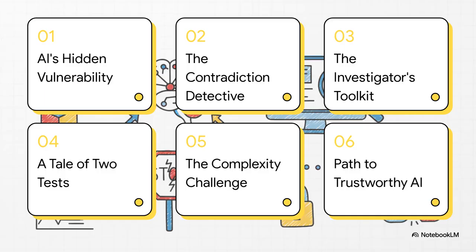So in this explainer, we're going to dig into why this is such a big deal. Then we'll meet a new kind of AI detective designed to spot these imposters. We'll look at its toolkit, see how it did in a couple of very different tests, figure out why one test was so much harder, and finally talk about what this all means for building AI we can actually trust.